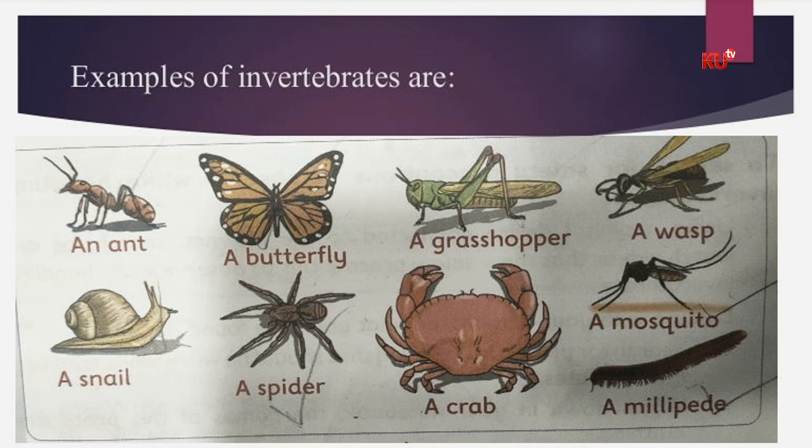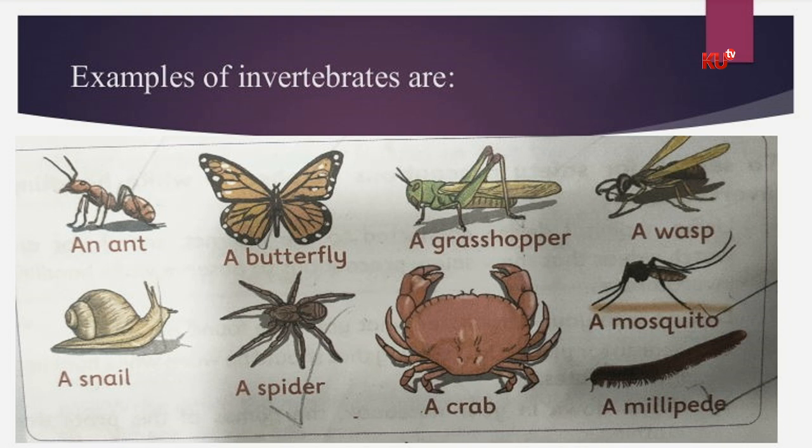Number 3, we have a grasshopper that forms part of the invertebrates. We have a wasp, and these wasps are found in our houses. When you see a wasp, remember it is an invertebrate. Below the wasp, we have a mosquito, and a mosquito is also an invertebrate because when you take a mosquito and you kill it, you cannot find any bone. That's why we say they do not have bones. They do not have a backbone.